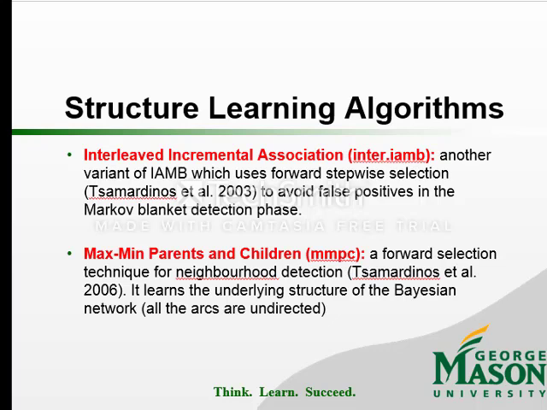And the last one is the max-min parents and children, which is the MMPC function. It's a forward selection technique for neighborhood detection based on the maximization of the minimum association measure observed with any subset of the nodes selected in the previous iteration. It learns the underlying structure of the Bayesian network, but all arcs are undirected and no attempts are made to detect their orientation.